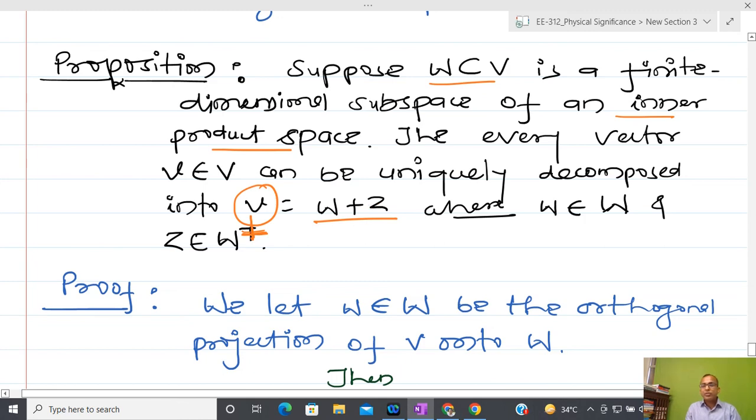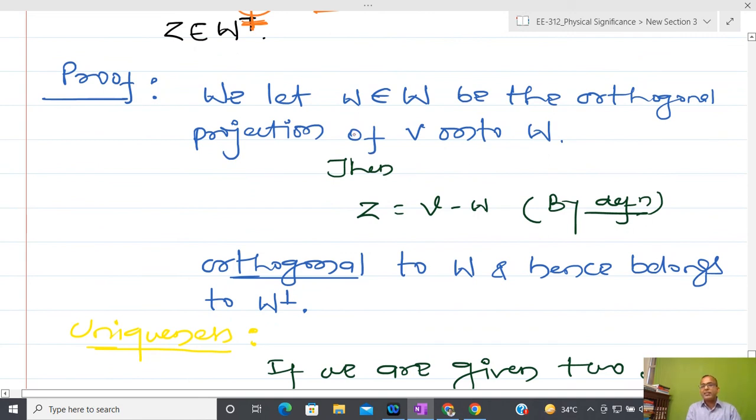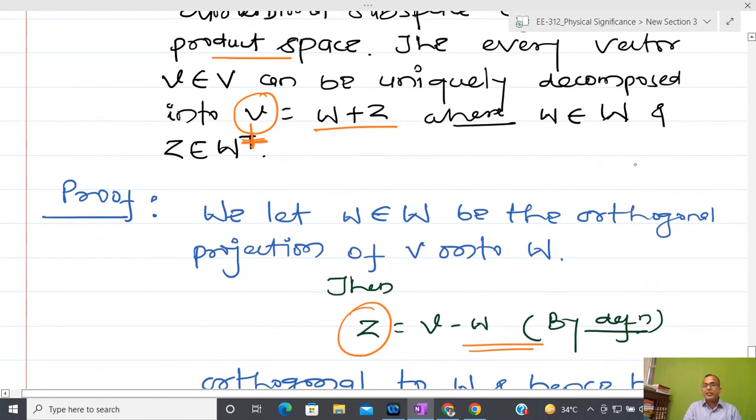Okay, the same kind of thing one can see just by the definition. Let w belonging to big W be the orthogonal projection of V onto W. By definition we have already seen this. So from this definition you can see that V is nothing but z plus w, and z is perpendicular to W. Due to that reason I can write this result.